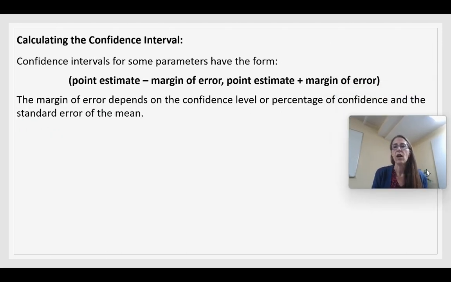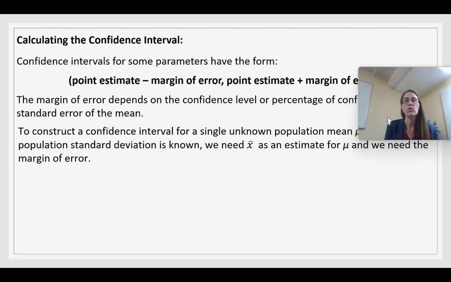When we calculate the confidence interval, confidence intervals for some parameters are going to have the form where we take the point estimate, as we just saw with X bar, the sample mean, minus our margin of error, comma, our point estimate, which again was X bar in the previous example, plus the margin of error. The margin of error depends on our confidence level, or percentage of confidence, and the standard error of the mean. So we see the term margin of error all the time, and that's where this comes from.